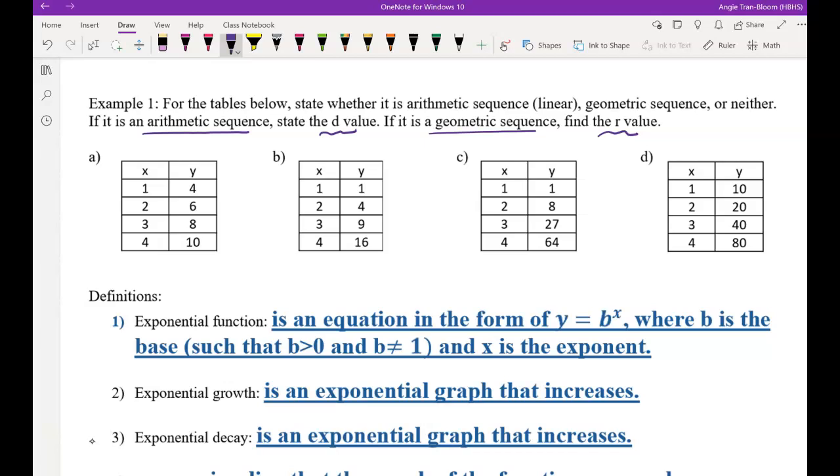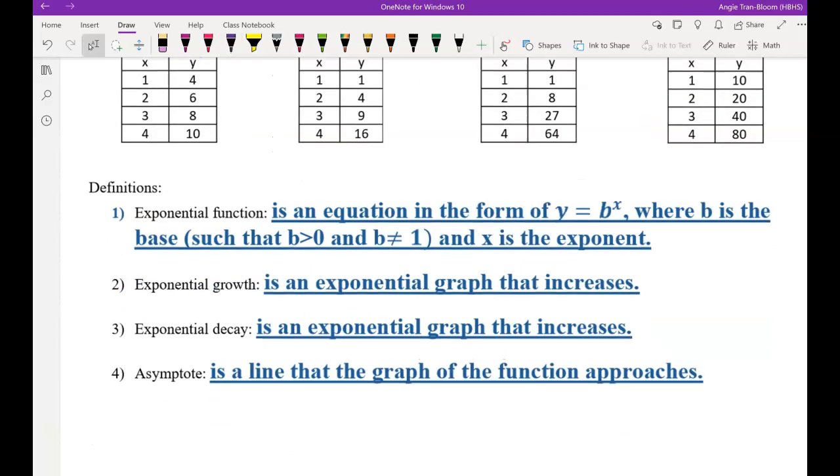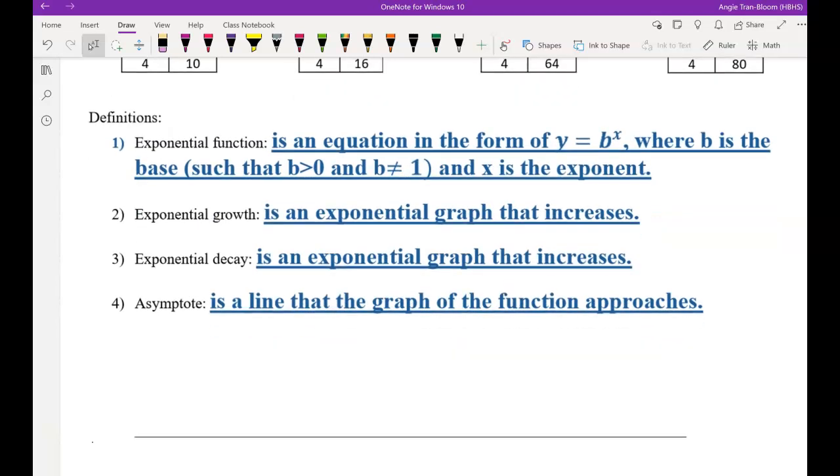And if you are struggling with identifying what type of sequence it is, please come and seek help in office hours. All right, so we have some definitions here.